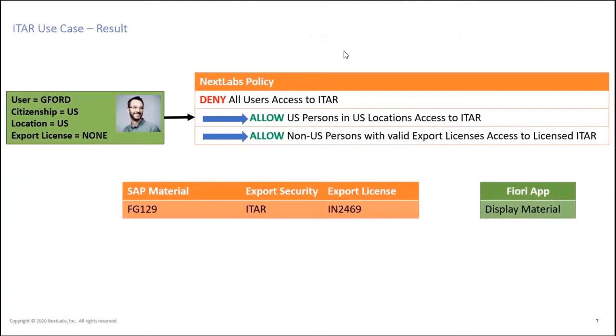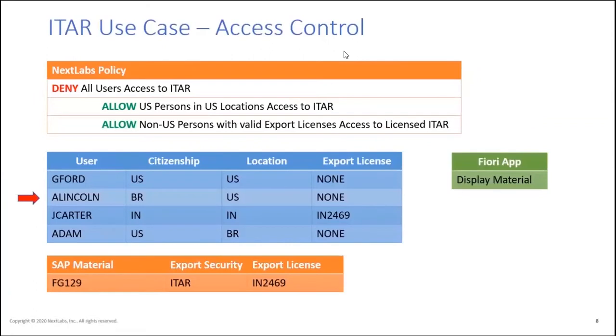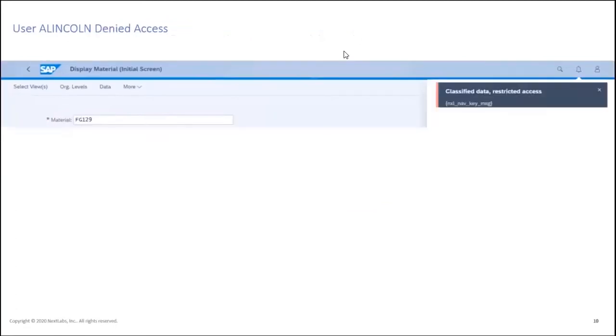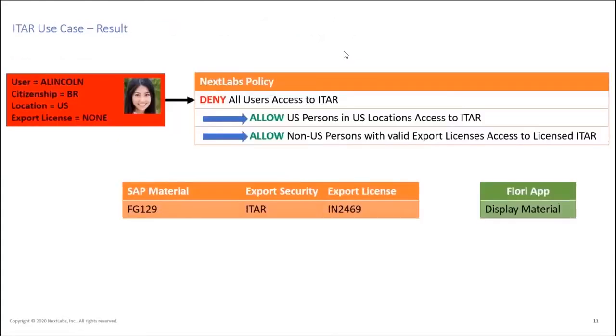Now, however, if we check with our second user, A. Lincoln, who is a British citizen that is currently residing in the United States, when he goes into SAP Fiori and requests access to FG129, he will receive a message denying him access. This is because A. Lincoln, in this case, is not a US citizen, despite residing in the United States. They do not satisfy either the first or the second exception rule, and thus will be denied access to the file.